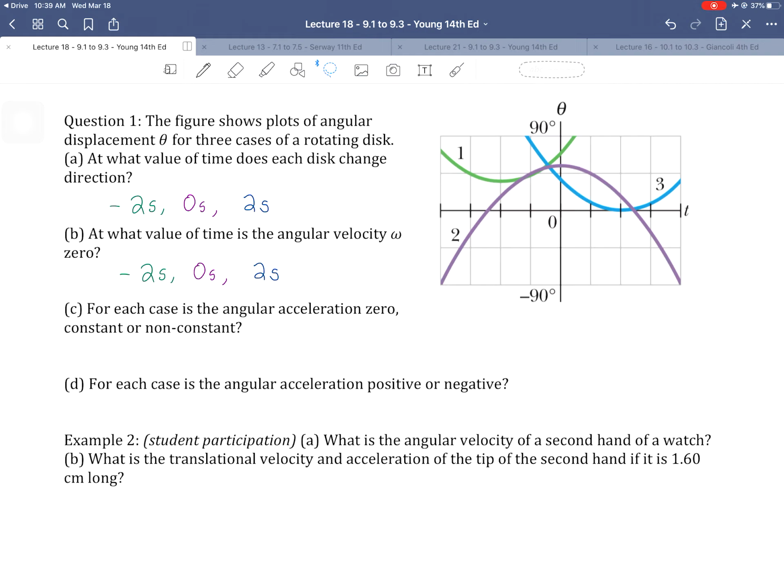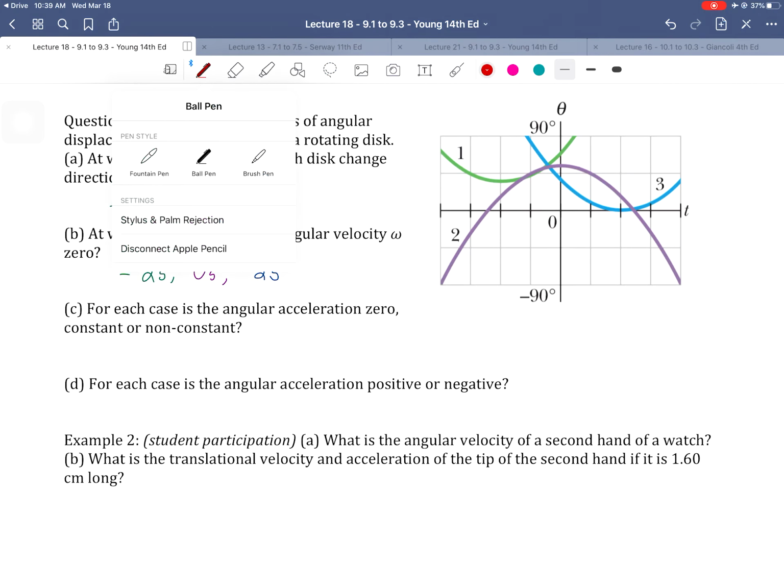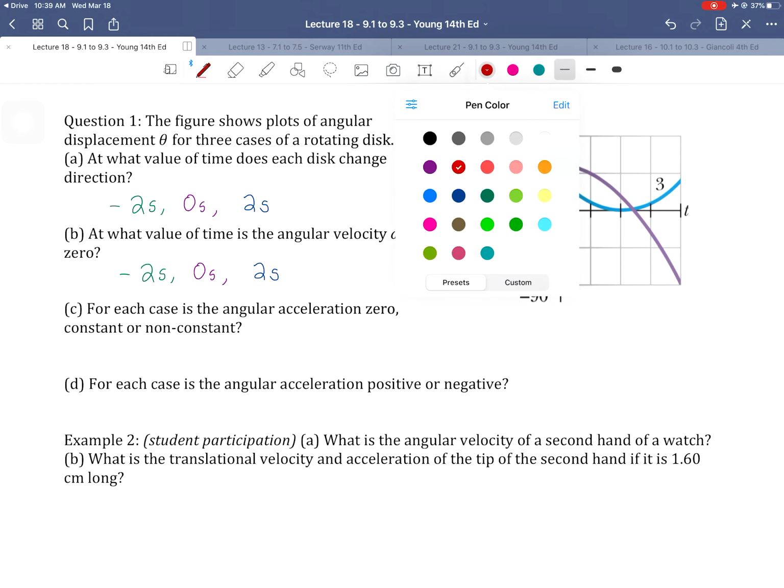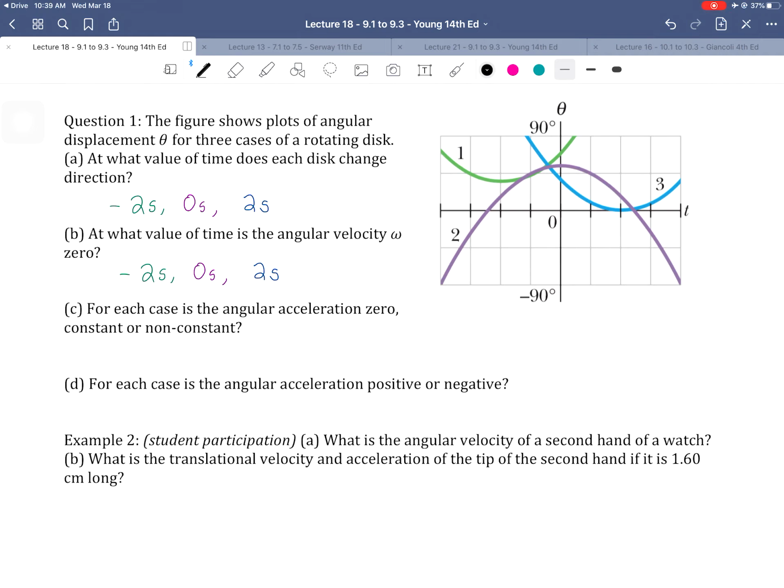For each case, is the angular acceleration 0, constant, or non-constant? Well, it's hard to tell, but if we assume they're all parabolas, which they are as far as we can tell, then that would correspond to a constant angular acceleration. More on that in just a minute in the next section. So if all graphs are parabolic, then acceleration is a constant. And of course, that's because as we took the antiderivative of constant angular acceleration, that would give us linear angular velocity, and as we took the antiderivative again with respect to time, we would get parabolic angular displacement. Just as with constant acceleration, we had linear velocity change and parabolic position change.